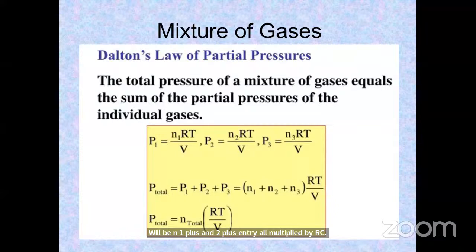And then our P total will now be the number of moles when you add N1 plus N2 plus N3. That will be the N total multiplied by RT over V. And that takes us to another concept, the mole fraction.